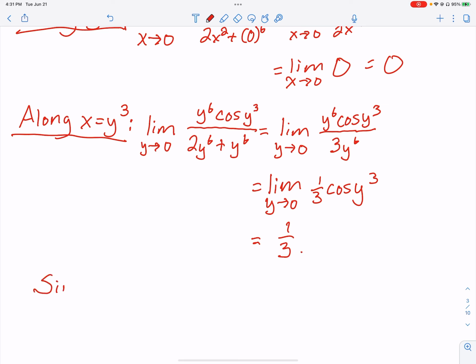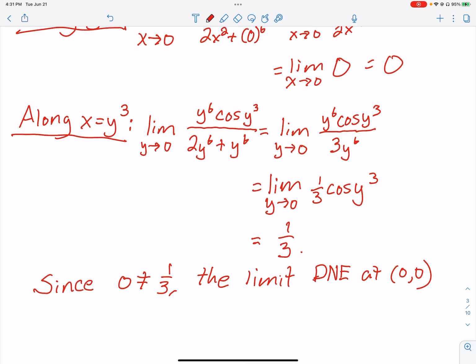Right, here's the bare minimum that you can write. Since 0 does not equal 1/3, the limit DNE, does not exist. I always have trouble with that n, I don't know why, at 0, 0. All right, so again, just disproving.